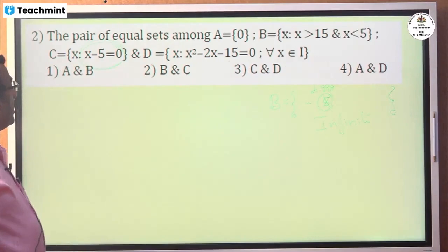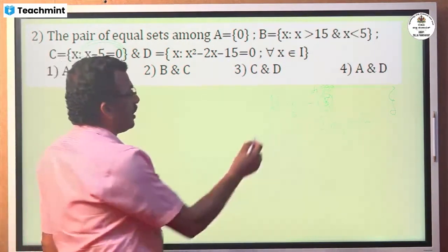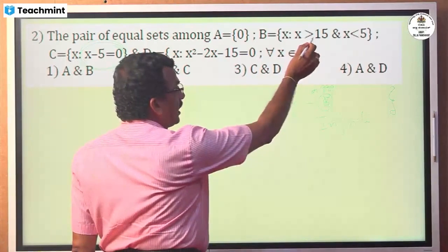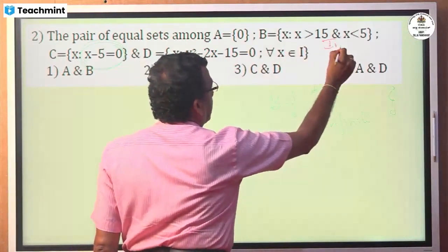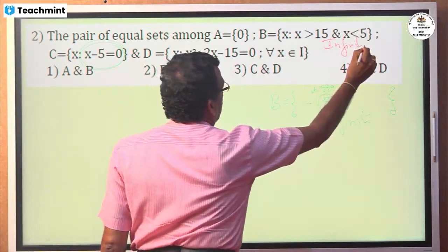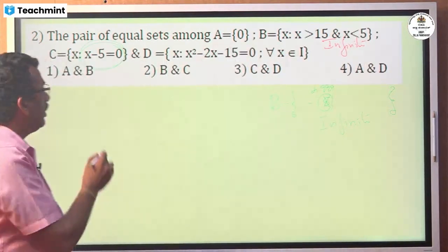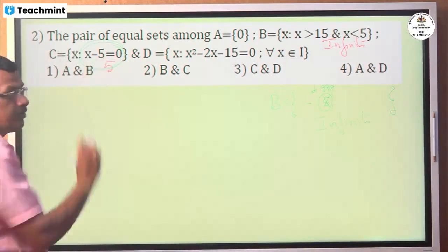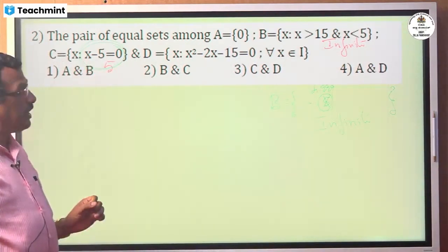Second question: the pair of equal sets among A, B, C and D is... You know that B is a set which is infinite, because x is greater than 15 and less than 5. So B is infinite. A is a set with only one element, called a singleton set. When you come to the set C, x minus 5 equal to 0 implies x is equal to 5. x is equal to 5 is a singleton set. Only one element is there.